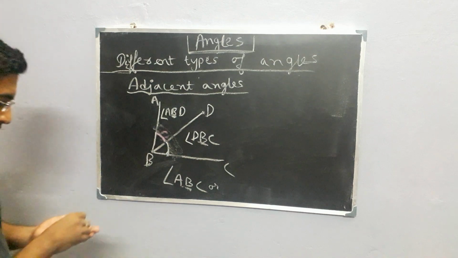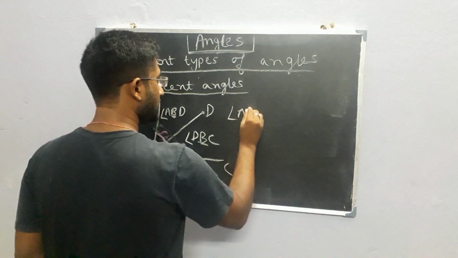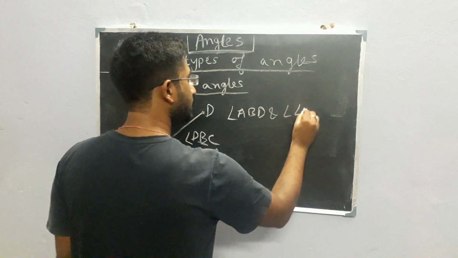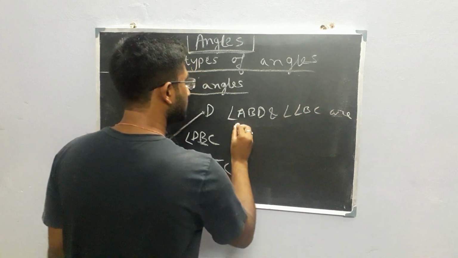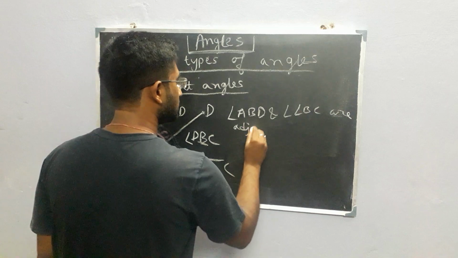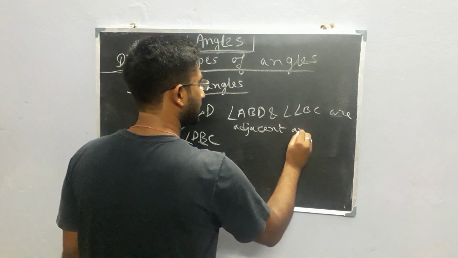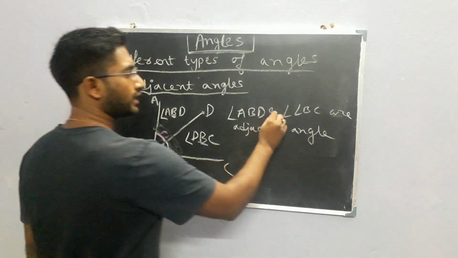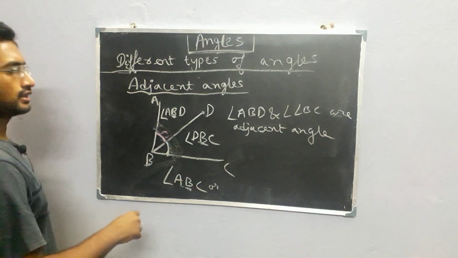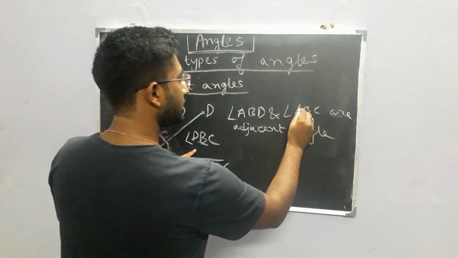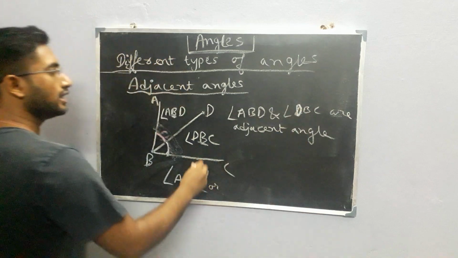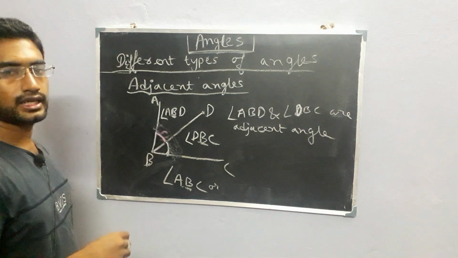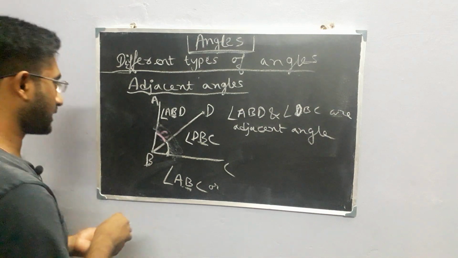Now we can tell that angle ABD and angle DBC are adjacent angles. Okay, now what are the criteria you can notice so that we can call these two angles, angle ABD and angle DBC, adjacent angles? What is the criteria?